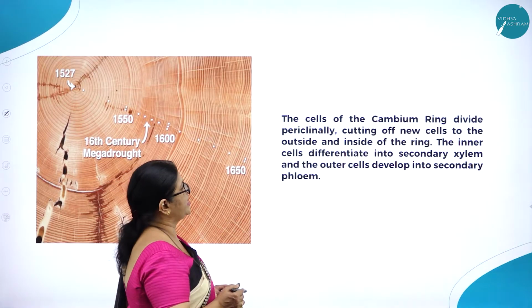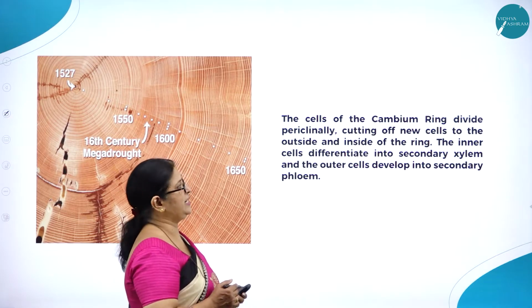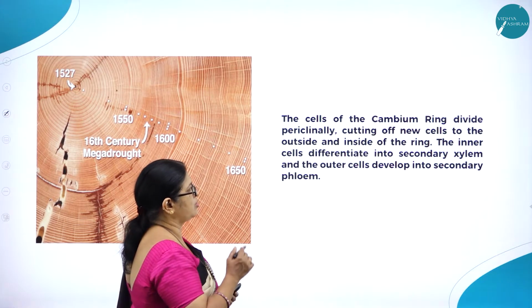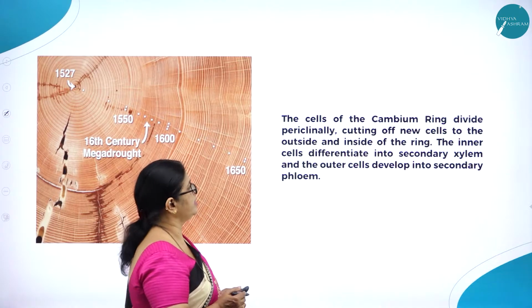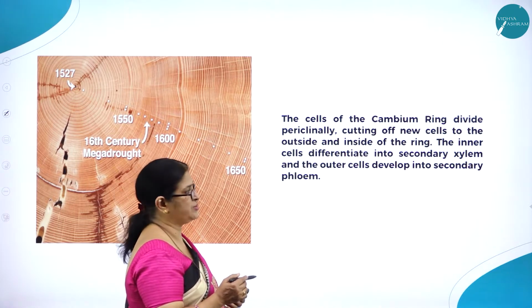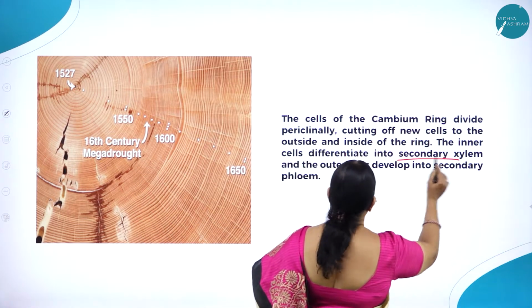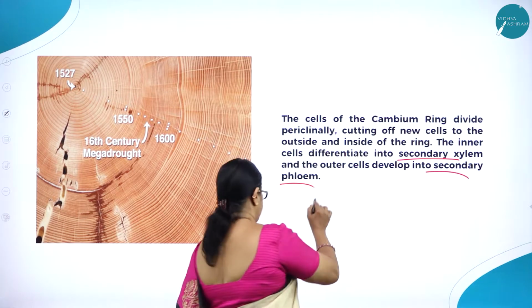The cells of the cambium ring divide periclinally, cutting off new cells to the outside and inside of the ring. The inner cells differentiate into secondary xylem, and the outer cells differentiate into secondary phloem.